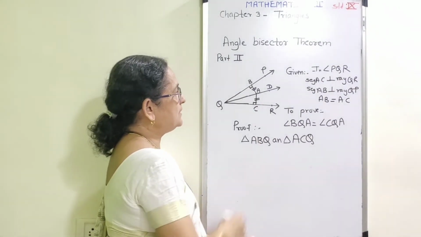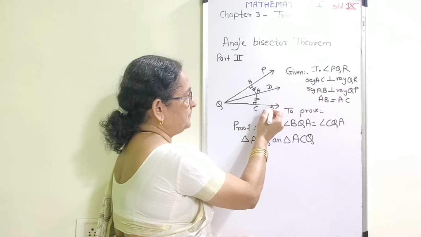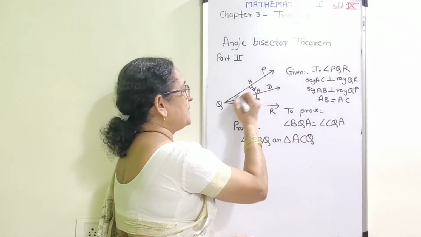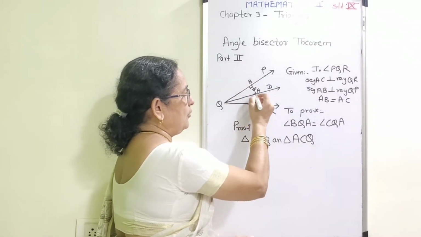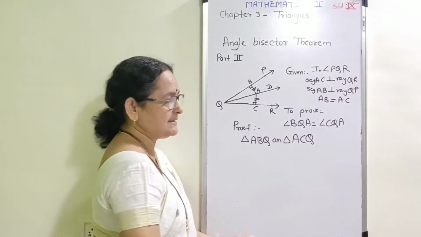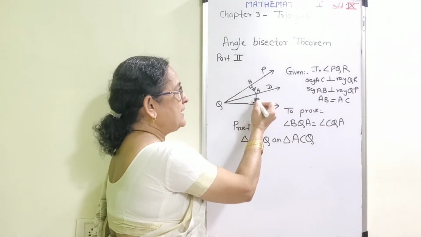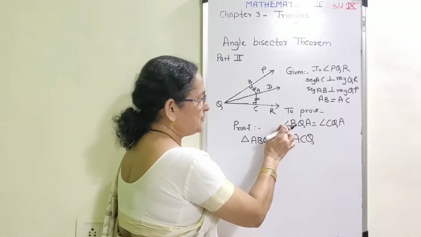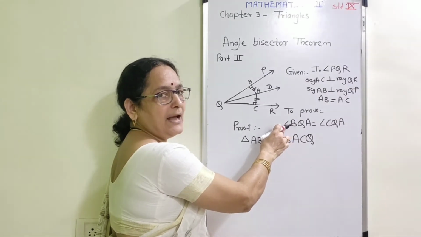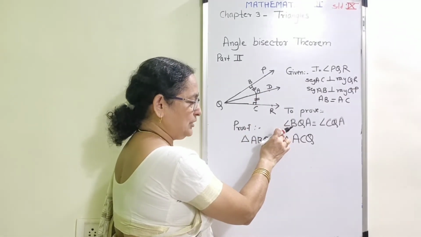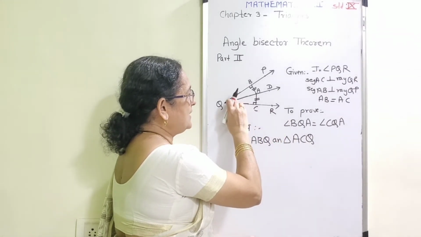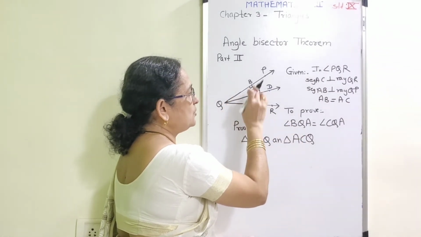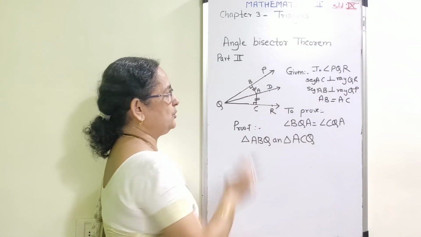Now read the given statement. In angle PQR, AC is perpendicular on ray QR, AB is perpendicular on ray QP, and also AB is congruent to AC. That means point A is at equal distance from both the sides of angle PQR, and you are going to prove that point A lies on angle bisector of angle PQR. That means these two smaller parts of the angle PQR are congruent to each other. That is, angle BQA is equal to angle CQA.